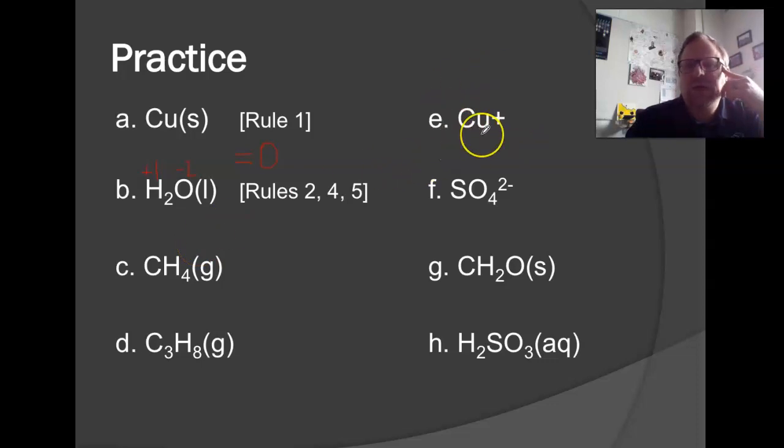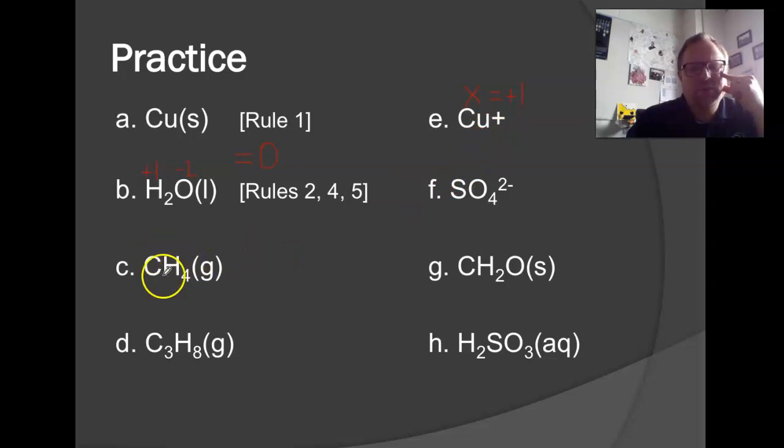I'm going to jump over here to E. This is rule number 6 we talked about. This is an ion, and whatever its charge is indicates the overall charge for this particular ion. So if we want to stay true to what number 6 is saying, our charge is plus 1 on this, and so X is equal to plus 1. There's only one copper here, so our X is equal to plus 1 in this case.